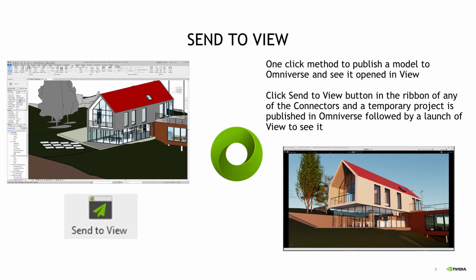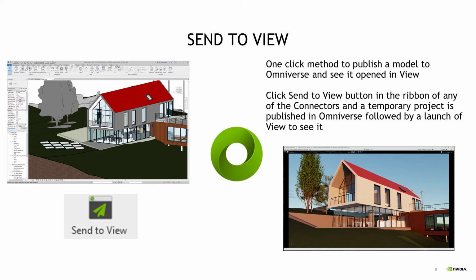So there are 2 ways to work, and I think Robert will go through this here. One is what we call send to view. The idea behind this is that in whatever program you're in, for this instance Revit, there's an option when you have the Omniverse bar that says send to view. What that does is take the file, convert it to USD, and then pop open a view and you will see your file in there.